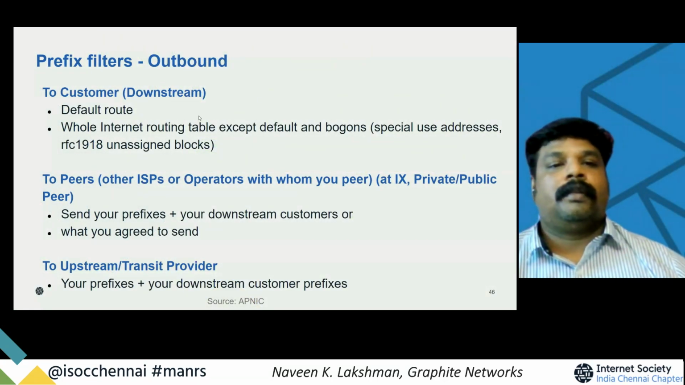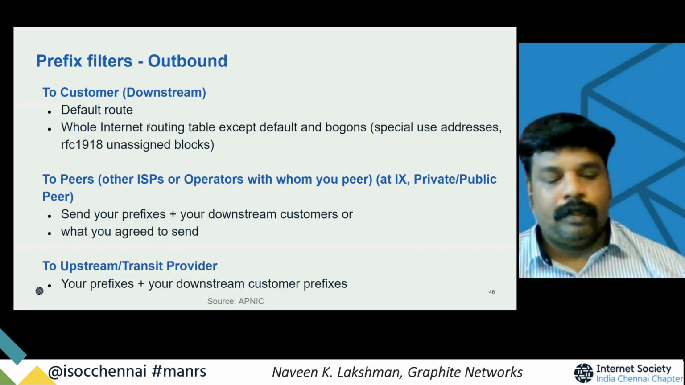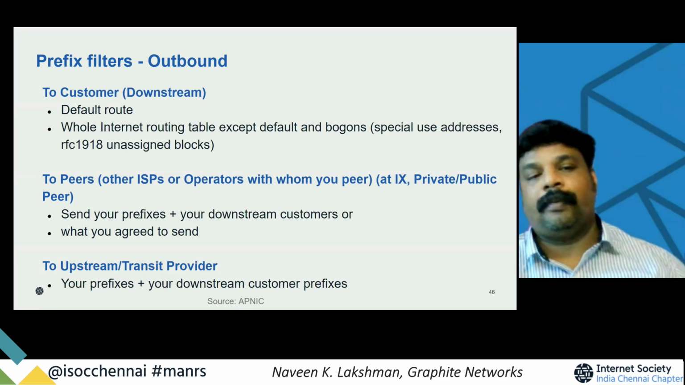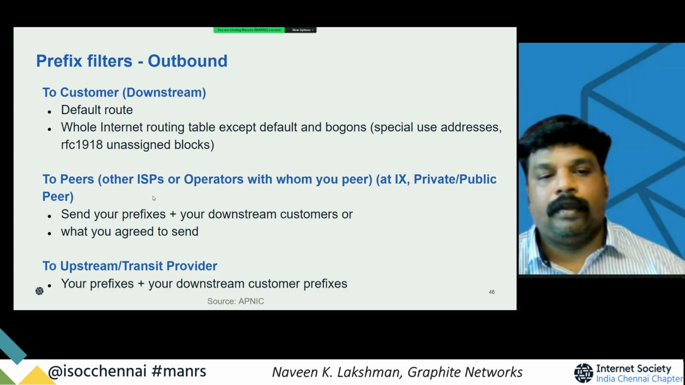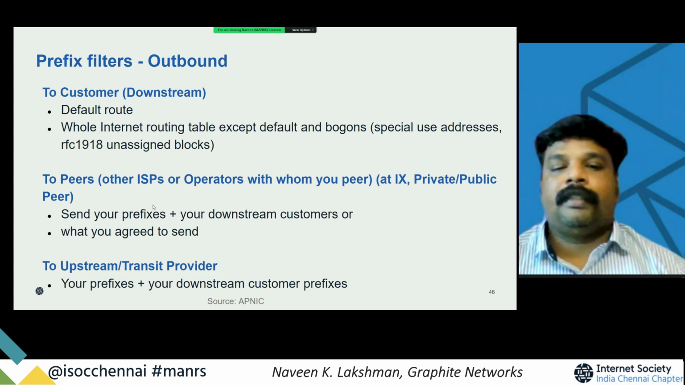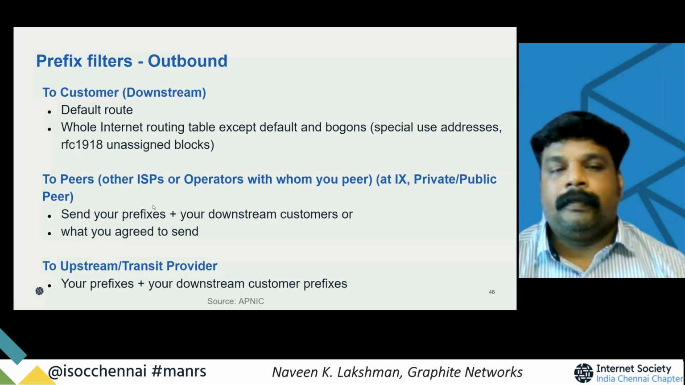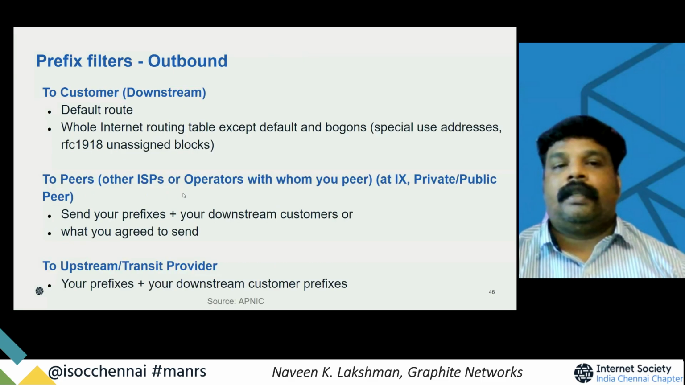To the customer, you can send a default or the complete routing table based upon what your customer is expecting. To the peer, you can send your prefix plus your downstream customers' prefixes, or what you have agreed to send. To the upstream, only your prefix and your downstream customer prefixes. So these are the outbound filters.